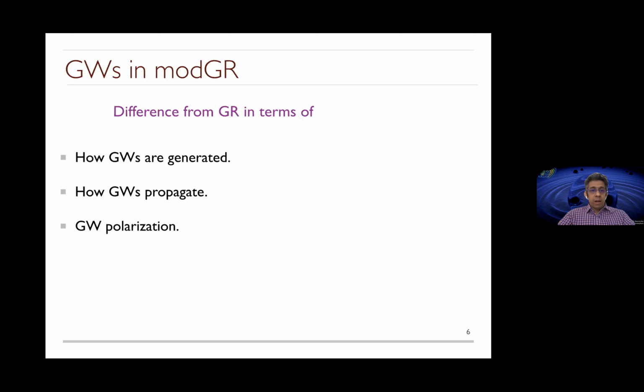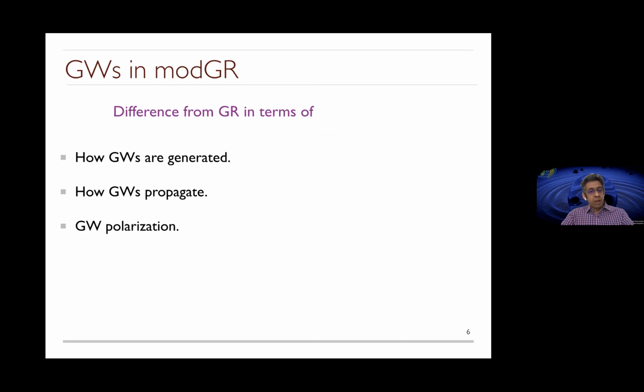Now, our question will be how gravitational waves in modified GR theories would differ from that in GR. Very broadly speaking, in terms of gravitational waves, it can differ in the way they are generated.